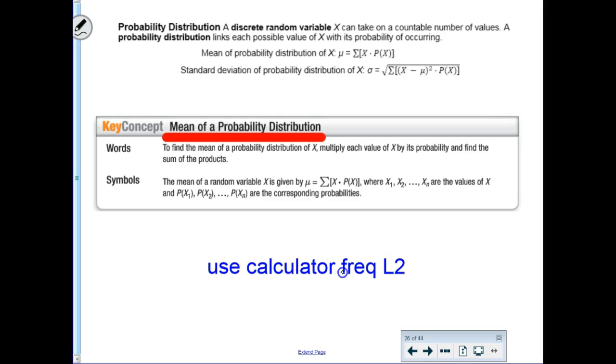Big note. Write this down in your notes, guys. If you have a frequency list, which we're going to have on this problem, you're going to have to put your frequency list into list 2 today.